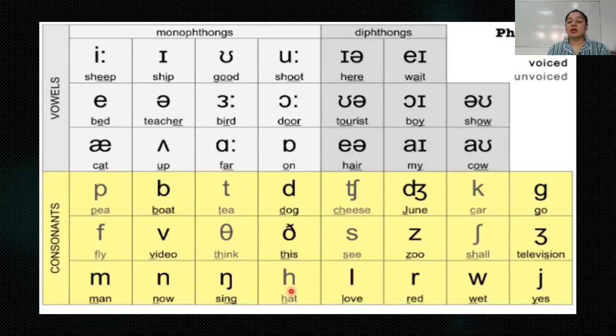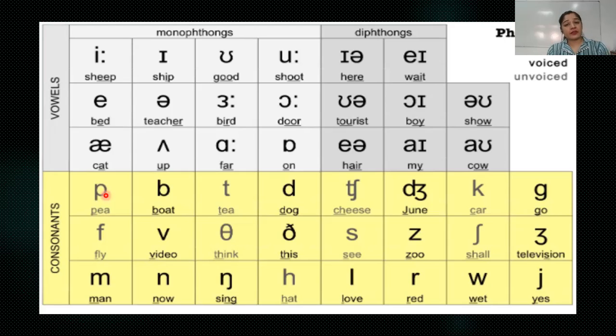This is h as in hat, l as in love, r as in red, w as in wet, and ya. This is the ya sound, right? This is yes. Y has the ya sound, so the symbol will be this. So don't get confused. These are symbols. These are not alphabets. These are symbols.